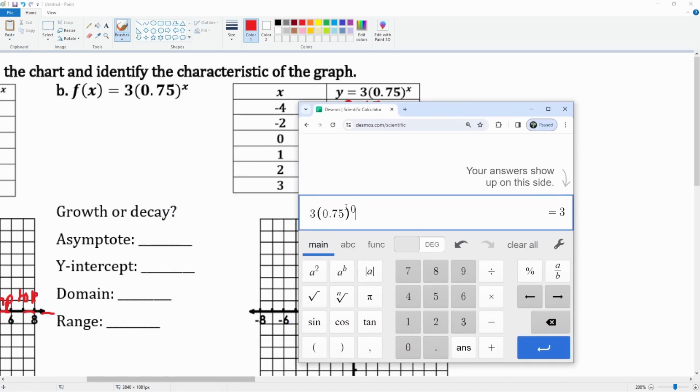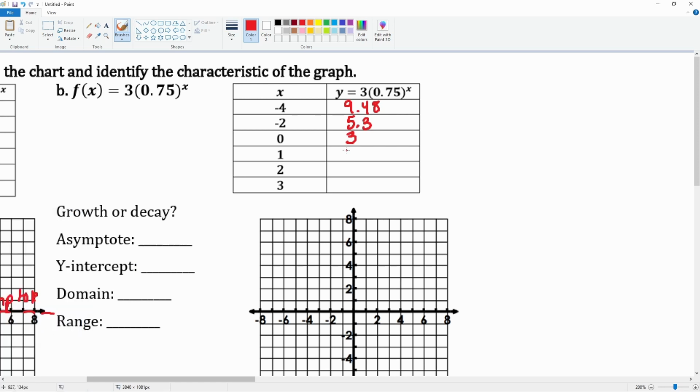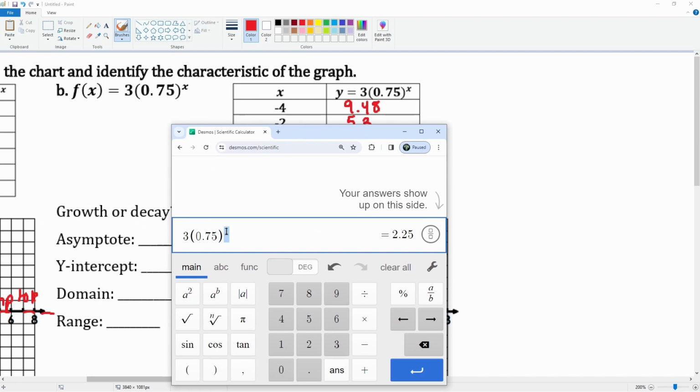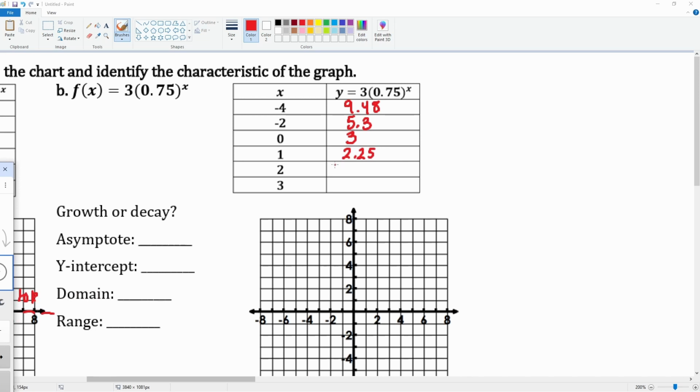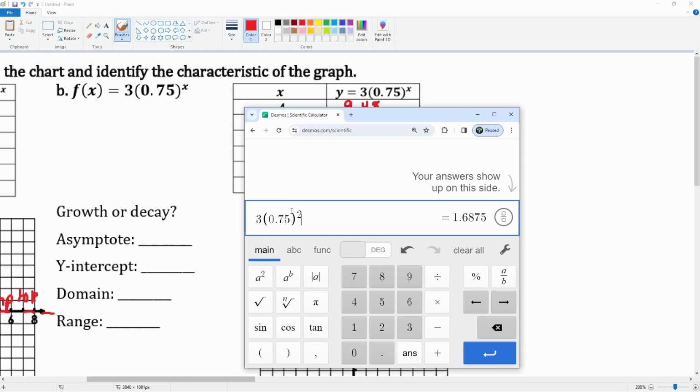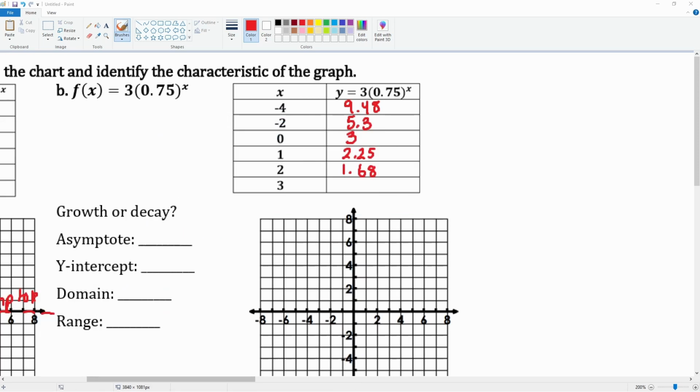Then you plug in a 1. Oh, nope, the exponent is 1. It's 2.25. Plug in a 2. It is 1.68. And then you plug in a 3. 1.26. All right, let's graph this the best we can.